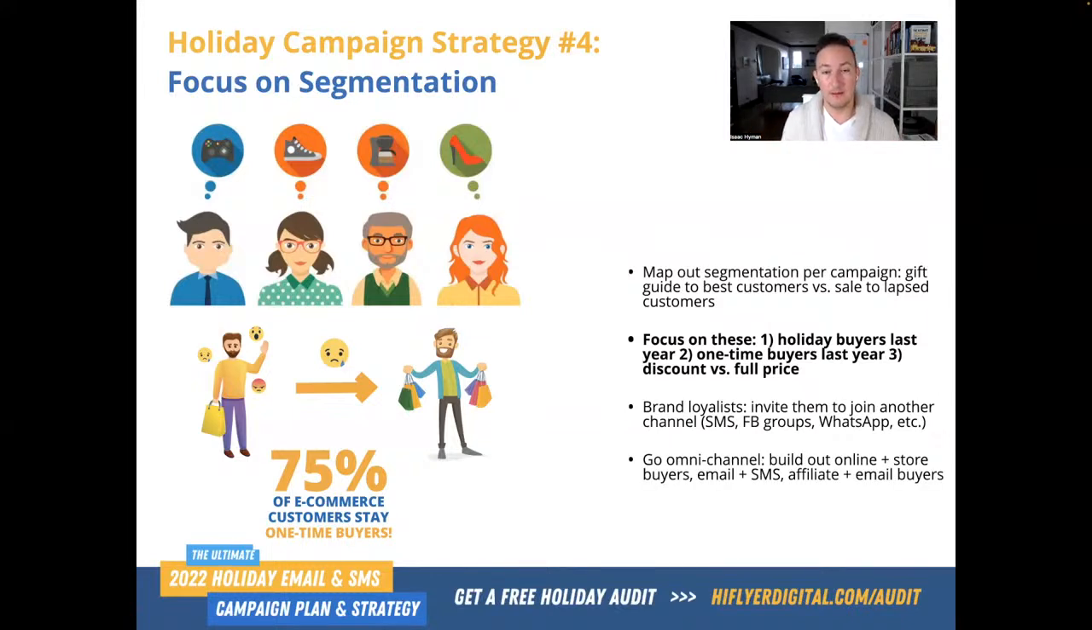Go omnichannel, right? Build out online and store buyers. Build out segments of people who have bought in-store and online. Build out segments of people who are on your email list and your SMS list, right? Those are more high value than just segmenting by engagement, people who are opening or clicking an email. You can focus on affiliate buyers and email buyers because they're clearly discount hunters, but they're loyal to your brand. So you want to build those out too if you have the data coming in. Go omnichannel. And then again, as I mentioned, start reactivating those dormant subscribers and buyers.